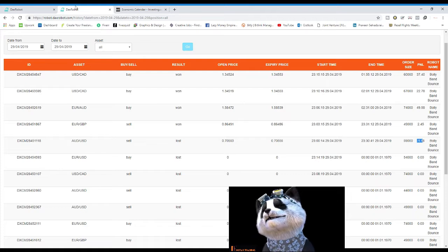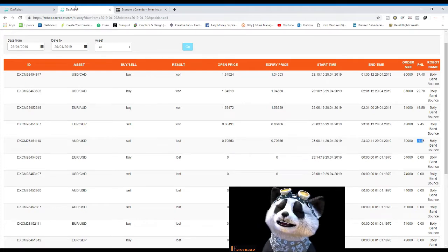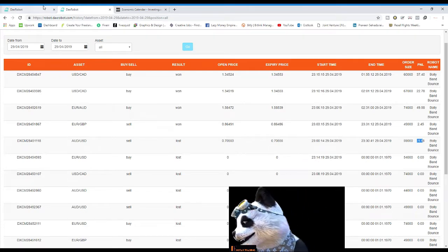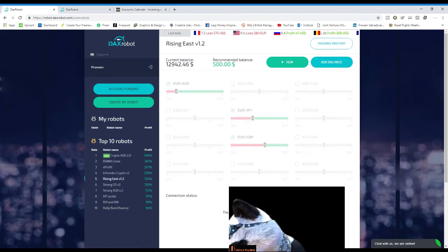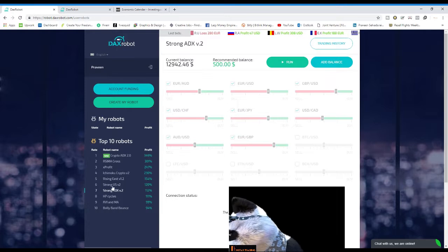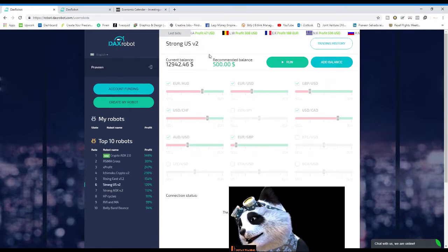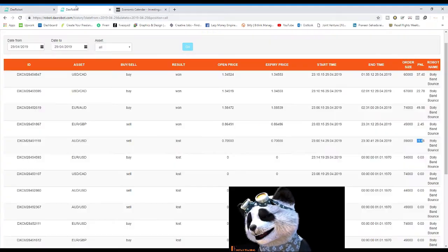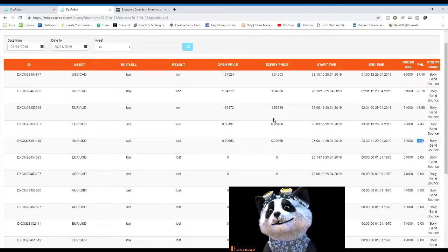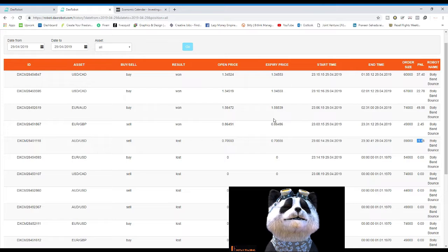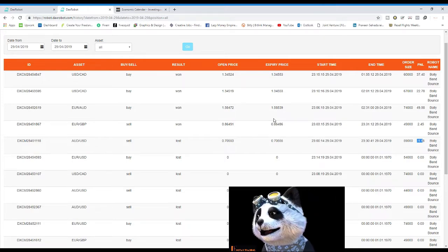If you're starting with an initial deposit of $250, maybe Bolly Band Bounce is good, but definitely you can go for other choices like Rising East or Strong ADX or Strong US, which made a lot more profit than the Bolly Band Bounce. So definitely I will not go for Bolly Band Bounce, but I will definitely do another video on Bolly Band Bounce just to get a percentage on it, which will be the last day that I will test the Bolly Band Bounce.